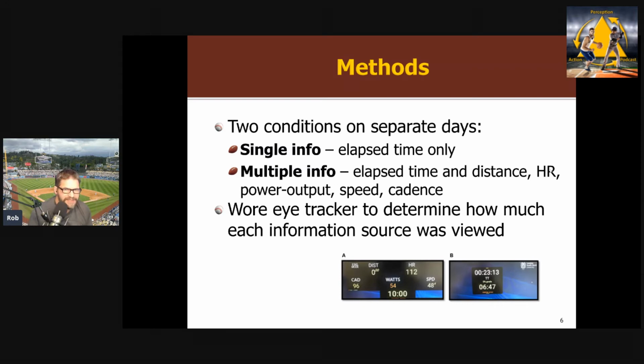On the left is the multiple information condition. On that, they're shown heart rate. So they're showing elapsed time and distance, how far they've ridden, how much time's gone, speed, heart rate. They're also showing cadence. For those who don't know, cadence is basically what frequency you're pedaling at, whether you're pedaling at a high frequency in a relatively low gear, or a lower cadence in a high gear.